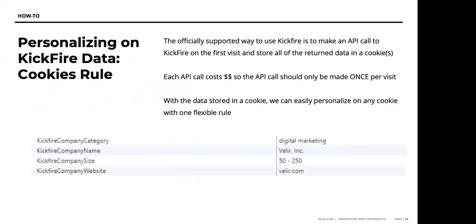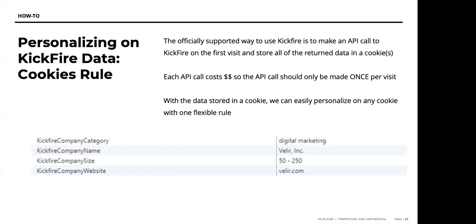The way that Kickfire works technically is that you make an API call to the Kickfire service using the user's IP address, and Kickfire will return you a data object with all of that information that it's able to glean based on the user's IP address. One consideration for this is the officially supported way to use Kickfire is to make one API call for the user's first visit and store all of the data that is returned in a cookie or in individual cookies for each data point, which is what I've done.